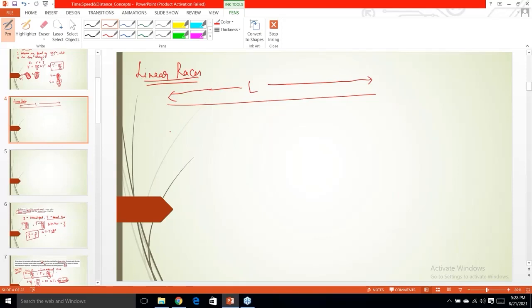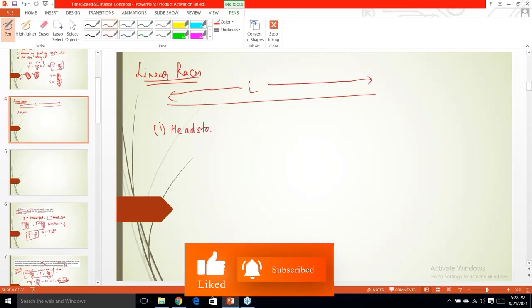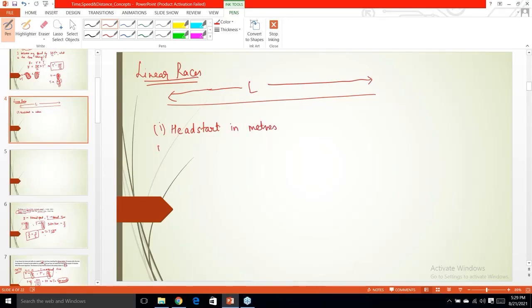Now understand a few things first. Again, I'll come back to how this relates to D is equal to V into T, but what you need to understand first of all is a couple of things. There is something called head start. You will see these kind of things given in the question. Head start in meters or kilometers, basically units of length, and head start in seconds or minutes, which is units of time. Let me just write it down. Units of distance. This is in units of time.